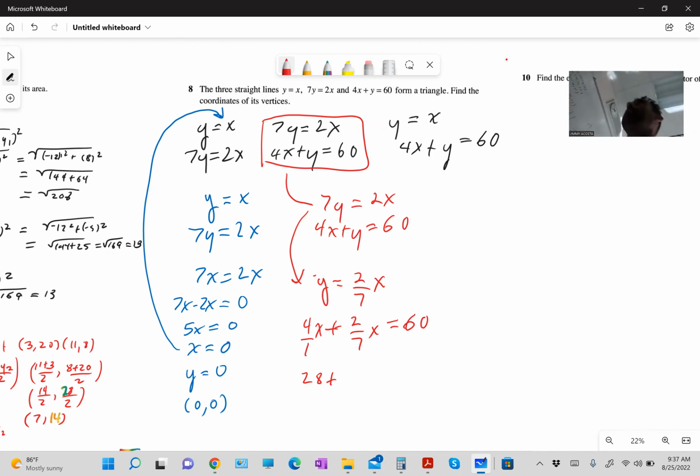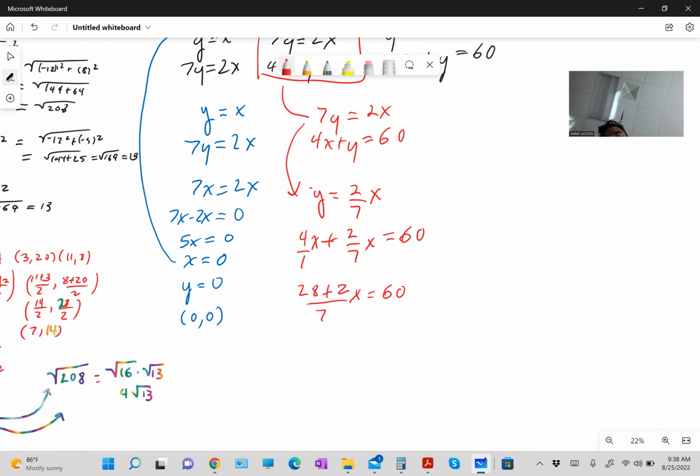Take away my comfort. Okay. So now I go like this. 28 plus 2, divided by 7, x equals 60. Oh, we couldn't have nice numbers all the way. They have to ruin our nice numbers. It might become nice. I don't know. All right, so now we have 30 divided by 7 x equals 60.